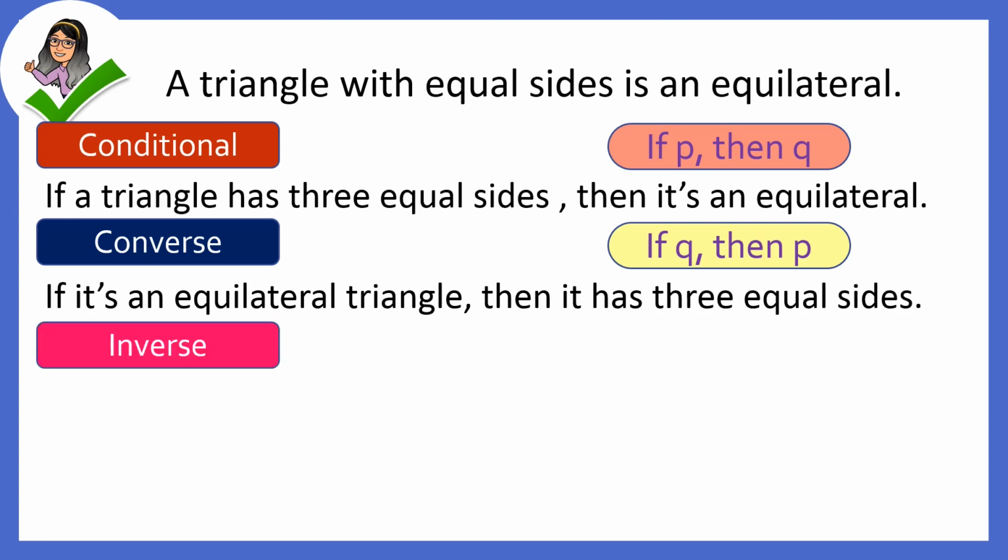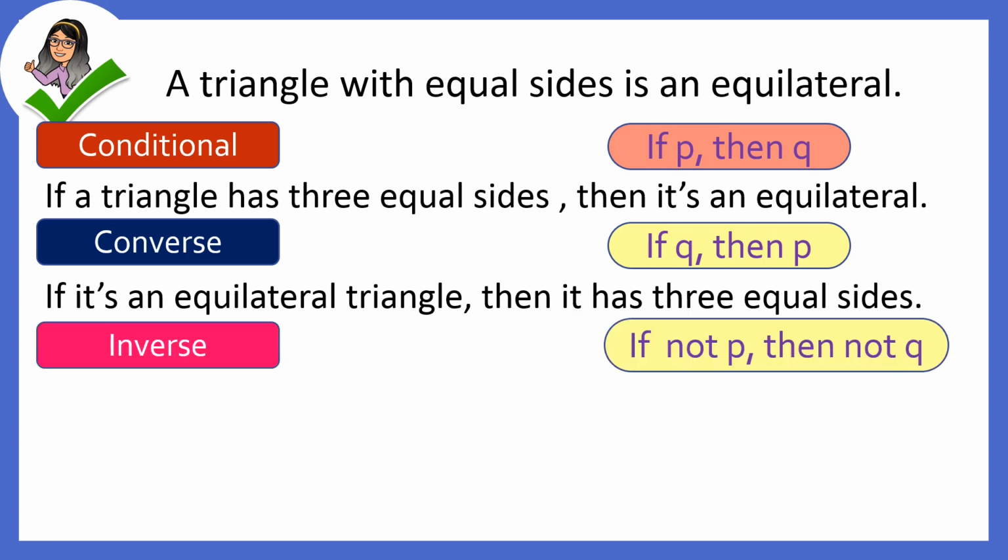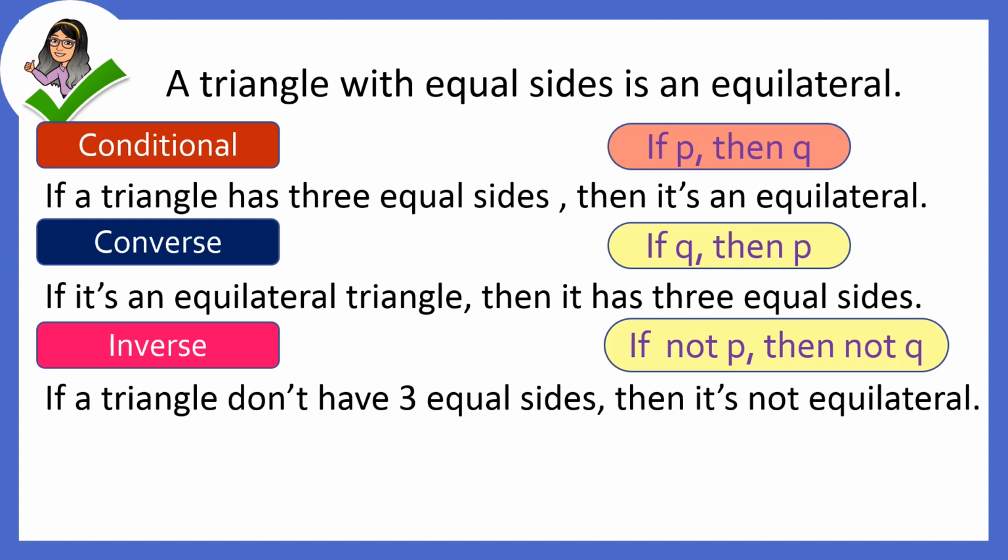Okay, let's move on. So, inverse naman, kung saan ninegate natin yung hypothesis at yung ating conclusion. So, ang example natin, if a triangle don't have 3 equal sides, then it's not equilateral. Okay, so, nakabase siya sa conditional statement, pero ninegate natin ito.